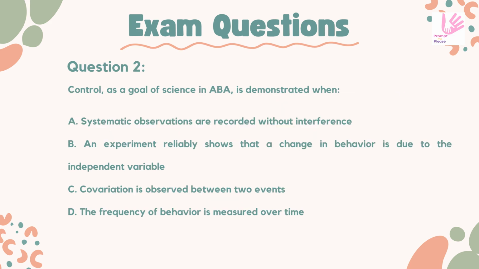Question number 2. Control, as a goal of science in ABA, is demonstrated when A. Systematic observations are recorded without interference. B. An experiment reliably shows that a change in behavior is due to the independent variable. C. Covariation is observed between two events. D. The frequency of behavior is measured over time. The correct answer is B. An experiment reliably shows that a change in behavior is due to the independent variable.